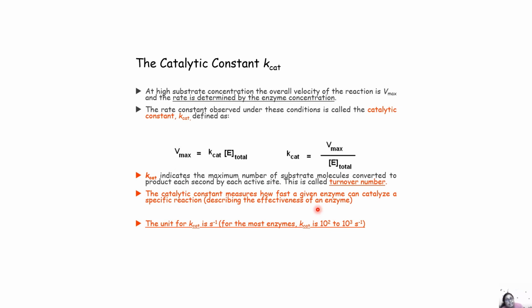So the catalytic constant, Kcat. At high substrate concentration, the overall velocity of the reaction is Vmax and the rate is determined by the enzyme concentration. The rate constant observed under these conditions is called the catalytic constant Kcat, which is defined as Vmax = Kcat × E total. Kcat indicates the maximum number of substrate molecules converted to product each second by each active site. This is called the turnover number. So the catalytic constant measures how fast a given enzyme can catalyze a specific reaction, and the unit for Kcat is second inverse.